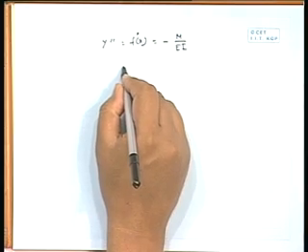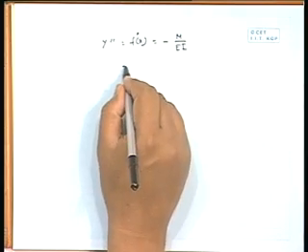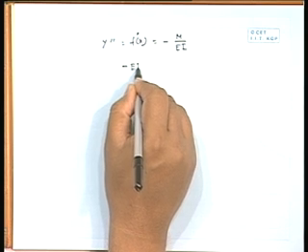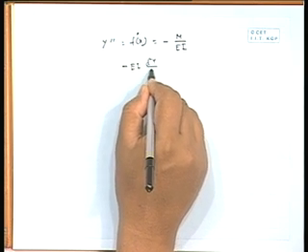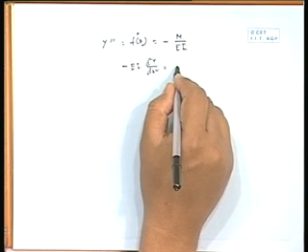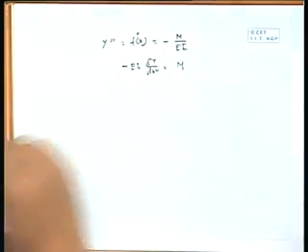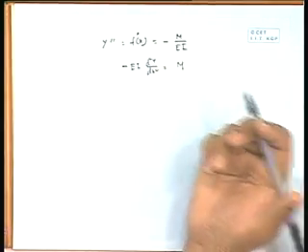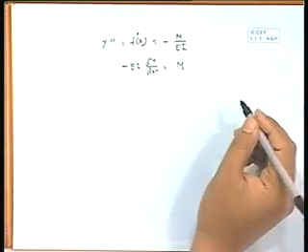Sometimes we write it as minus EI d2y by dx square equal to M. So, that equation we have written in a different fashion.